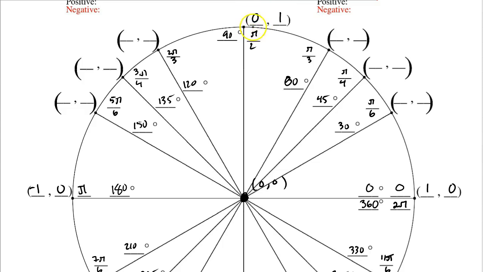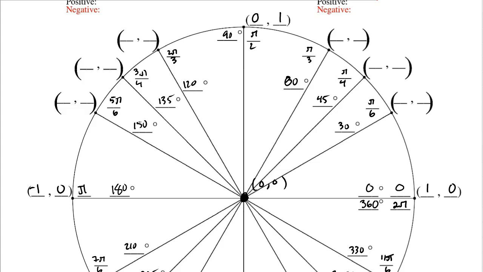The cosine is the x value. So cosine of 90 degrees is, the answer is 0. If someone asks for the sine of 90 degrees, you still go to the same point, you just give the y value. So if someone said cosine of 180, you go over to 180, that's the x value.